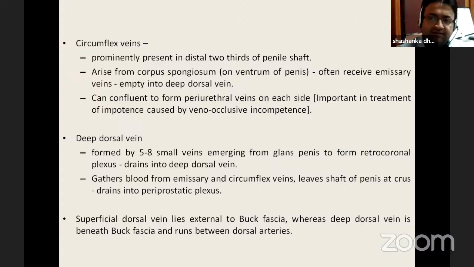They receive the emissary veins and they empty into the deep dorsal vein. The deep dorsal vein is formed by 5 to 8 small veins, and then they gather blood from the emissary and circumflex veins and leave the shaft of the penis at the crus and drain into the periprostatic plexus. The superficial dorsal vein lies external to the buccal fascia, whereas the deep dorsal vein is beneath the buccal fascia. So this is a take-home point you should remember.